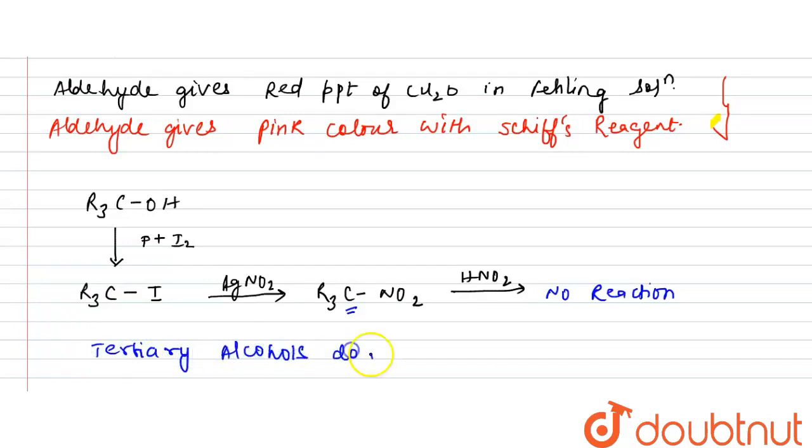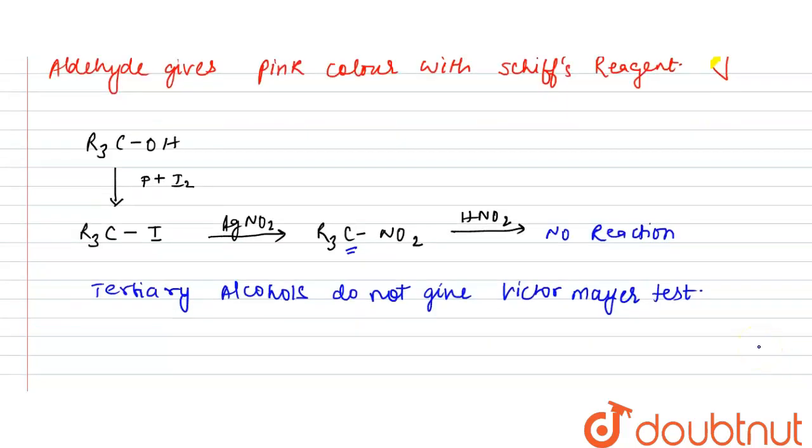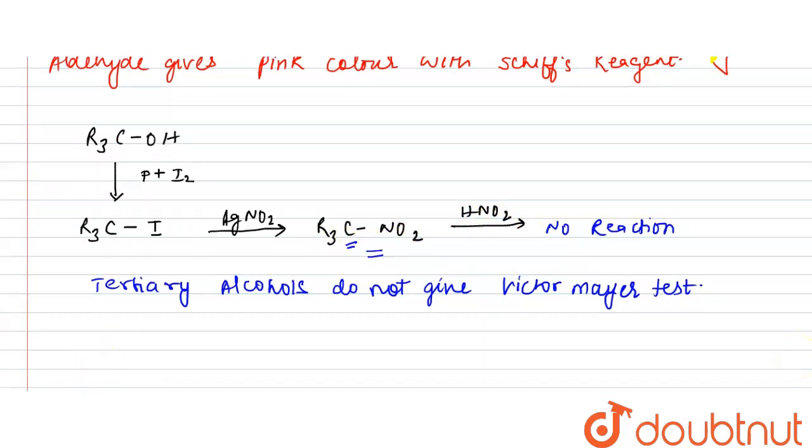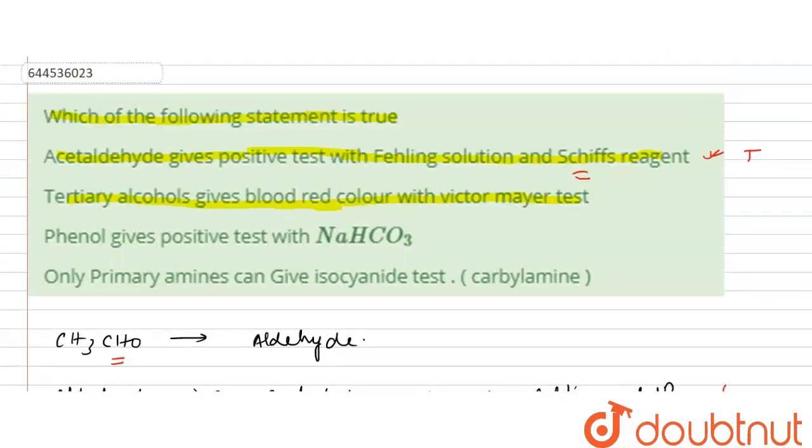Tertiary alcohols do not give Victor-Meyer test, right? Do not give Victor-Meyer test because of the absence of any hydrogen. Here HNO2 will give no reaction with this reactant, right? Now let's see the next one. Now this is the false statement.